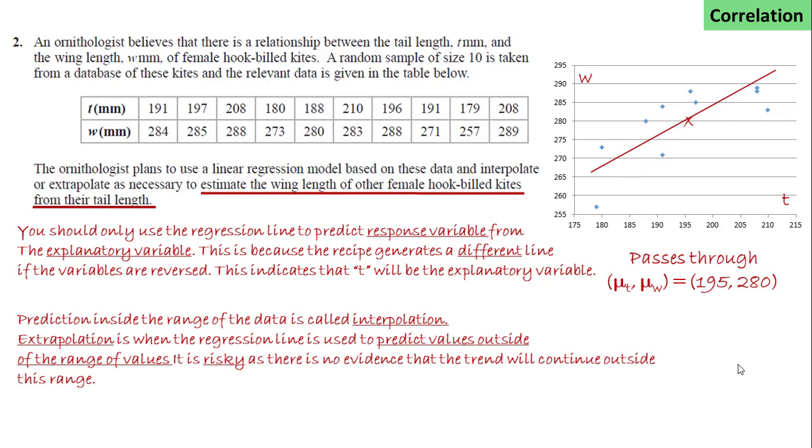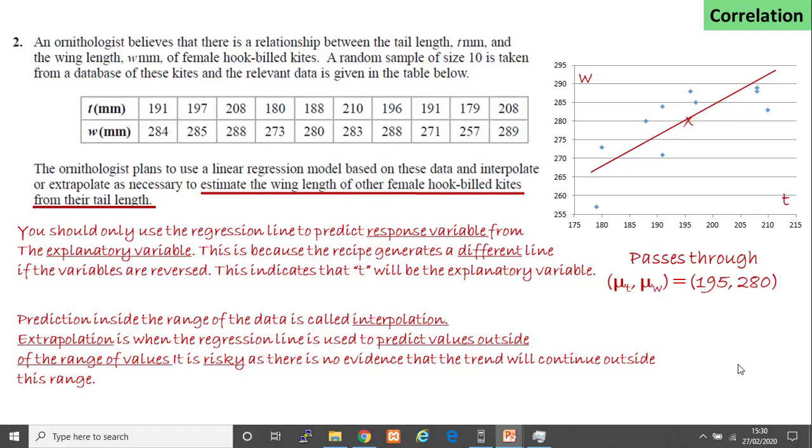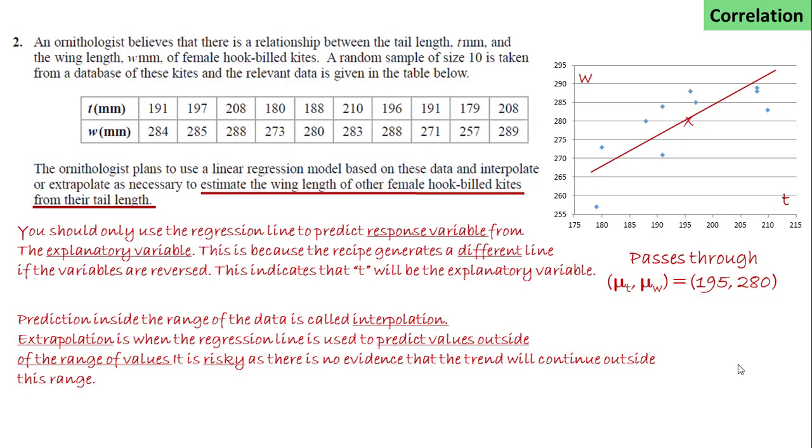Okay, prediction inside the range of the data is called interpolation. Prediction outside the range of data is called extrapolation. It's inherently risky as there's no evidence that the trend will continue either side of the range of data.